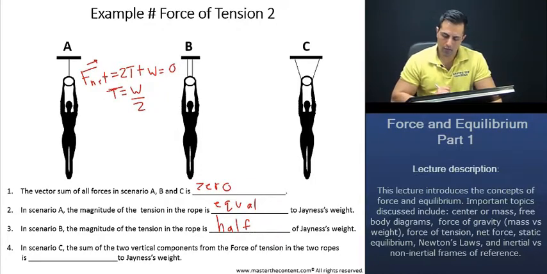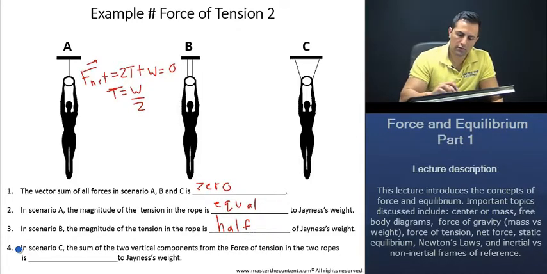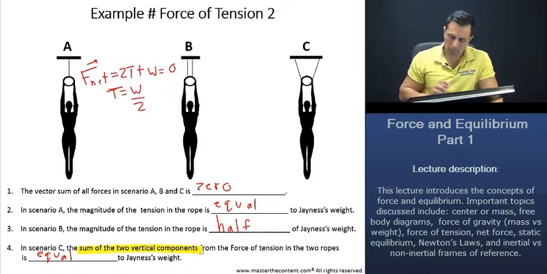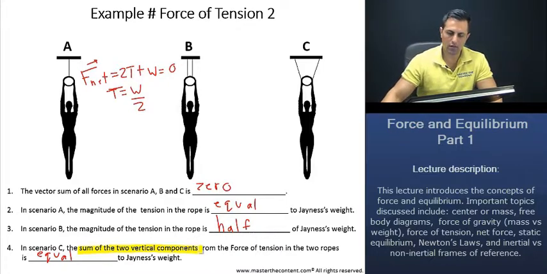Wonderful. Now, what about our last question here? It says, in scenario C, the sum of the two vertical components from the force of tension in the two ropes is blank to Janus's weight. Well, the sum of the two vertical components is going to be equal to Janus's weight. Now, let's actually expand on number 4 here, and we'll do so on the next slide.